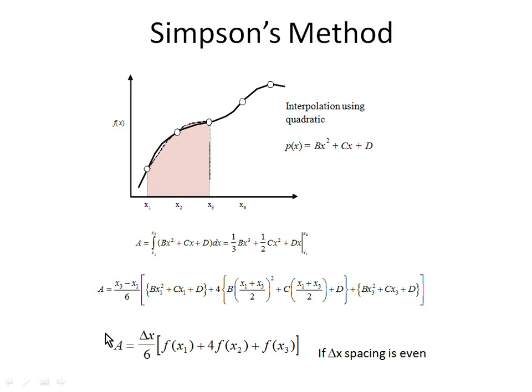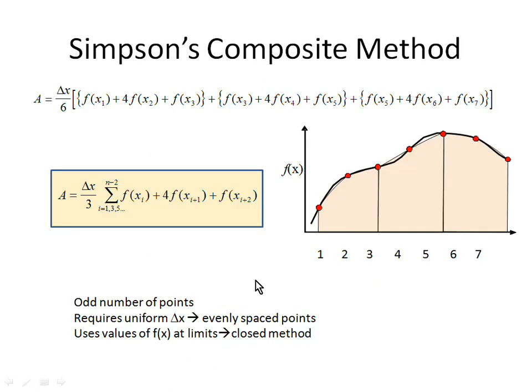And actually, the way this will work is that this is what you get if the function is... actually what will turn out is this 6 will turn into a 3, because this x3 minus x2, if we say that's delta x there, from one point to that point, then this actually will be 2 delta x. So that should be delta x over 3. So the composite method is shown here.